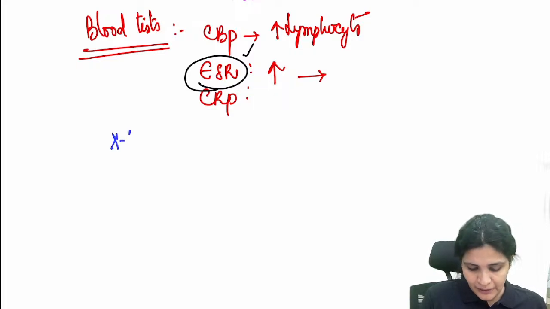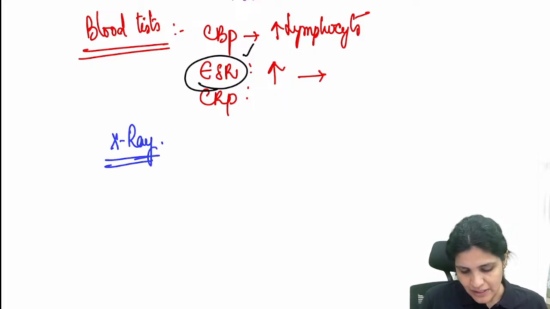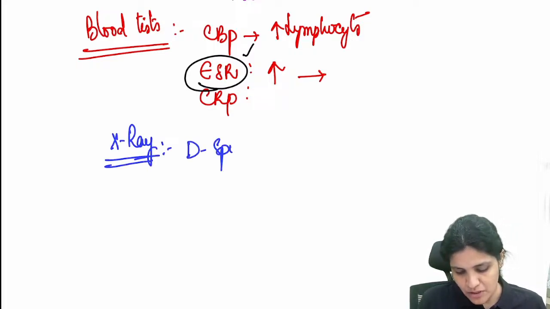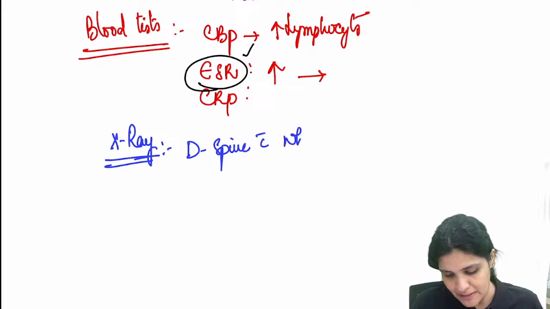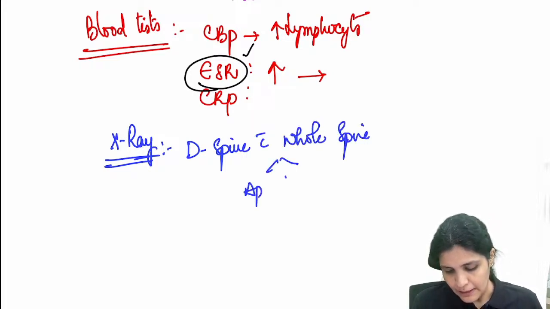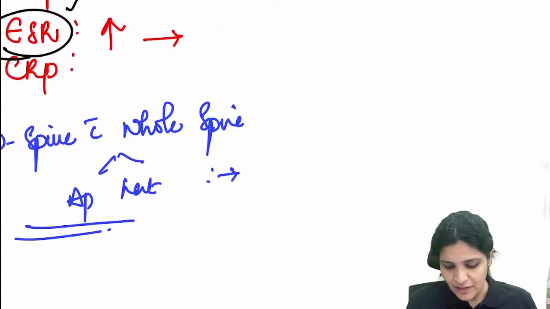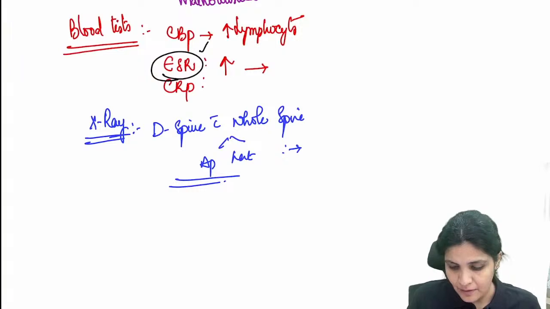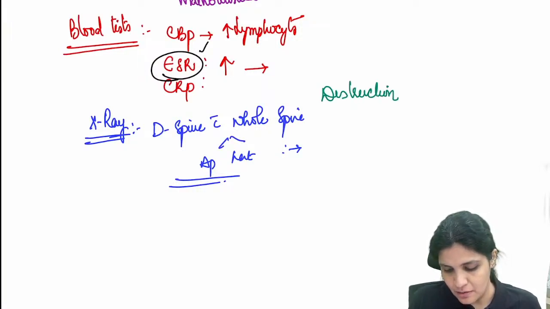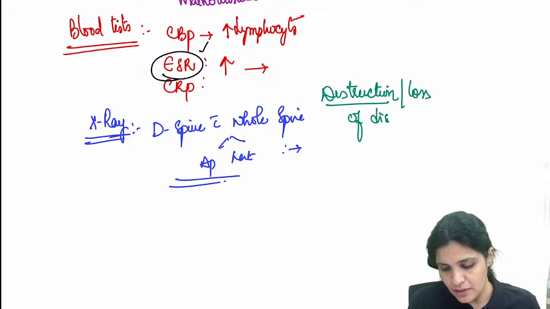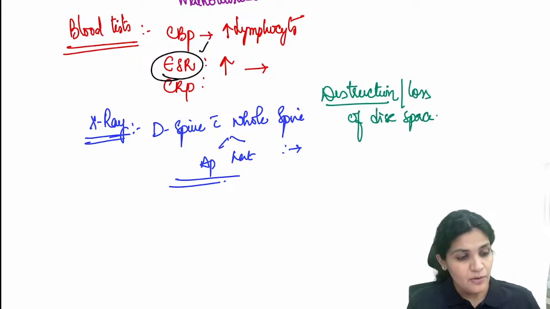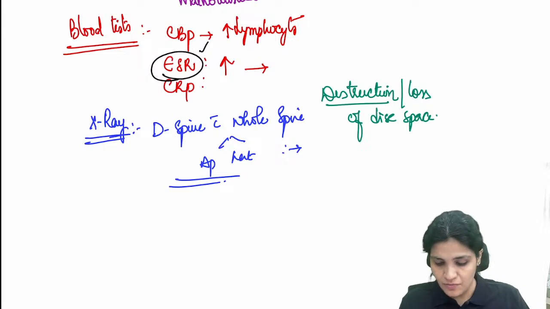Then we call upon the X-ray. So for X-ray, you usually go for the dorsal spine with whole spine screening, AP and lateral. So here, what are the X-ray findings? There is destruction or loss of disk space, right? You can't see the disk space. There is a loss of disk space.